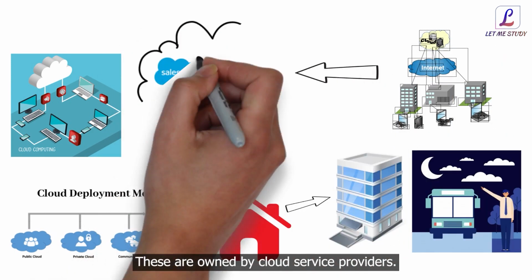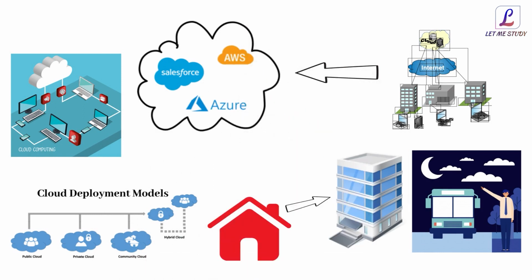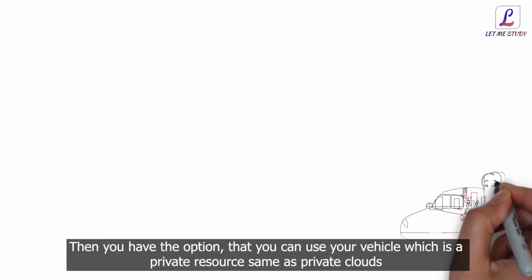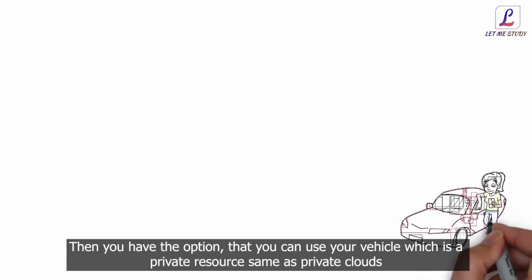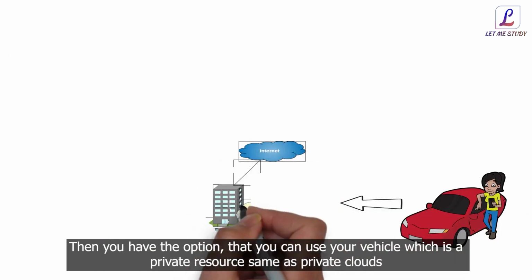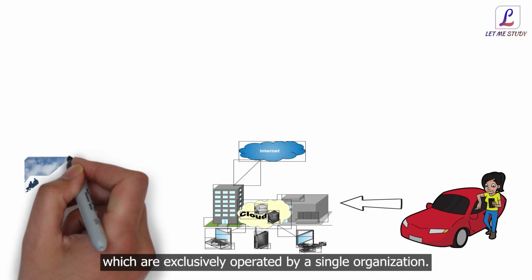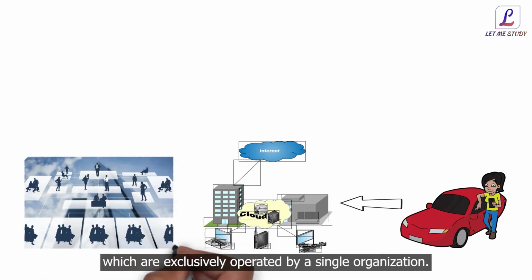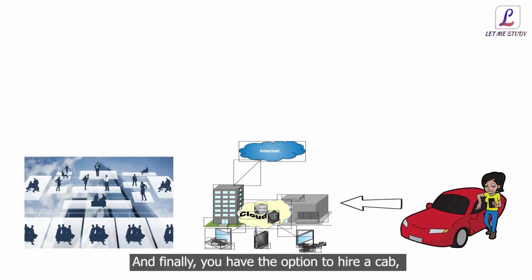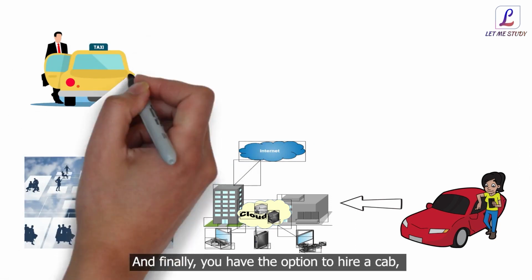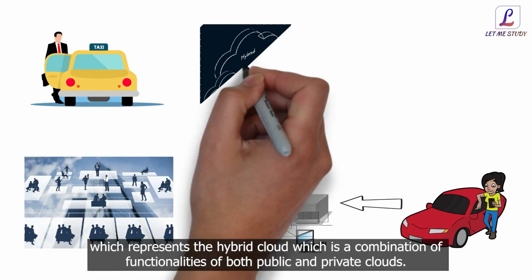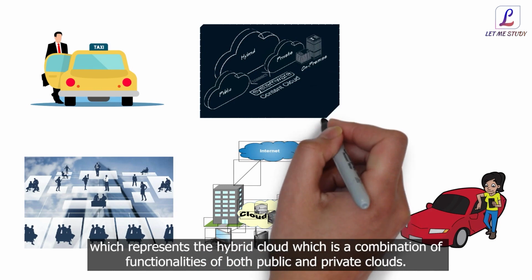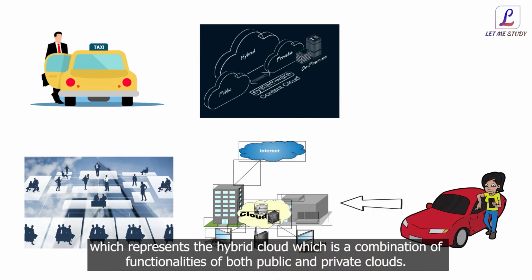These are owned by cloud service providers. Then you have the option to use your own vehicle, which is a private resource, same as private clouds, which are exclusively operated by a single organization. And finally, you have the option to hire a cab, which represents the hybrid cloud, a combination of the functionalities of both public and private clouds.